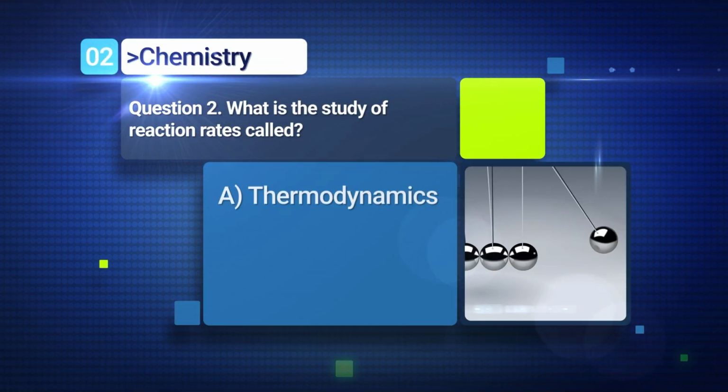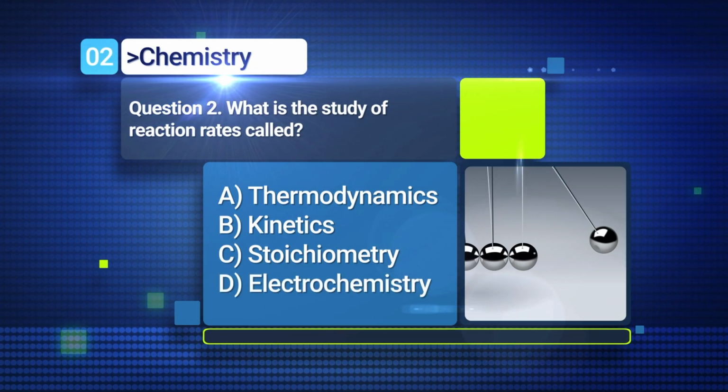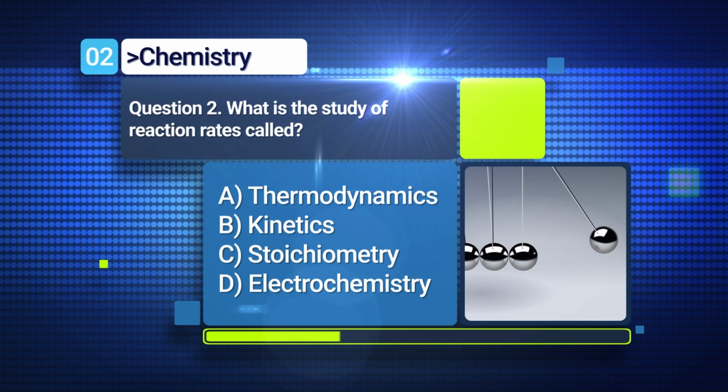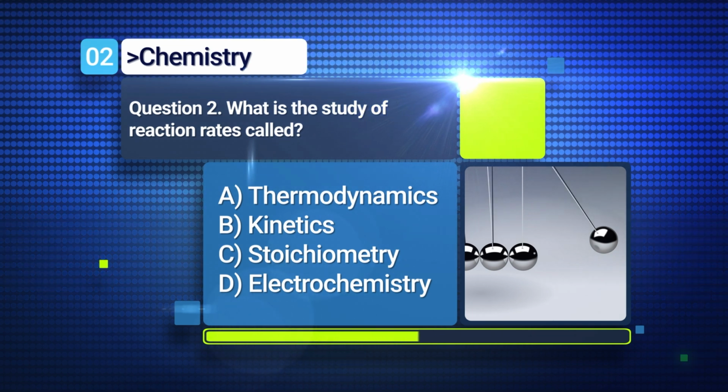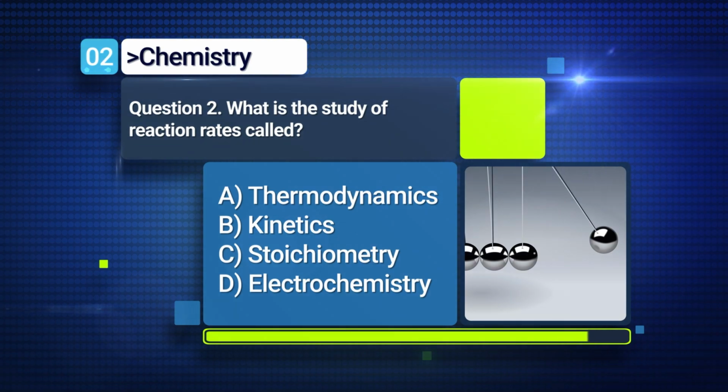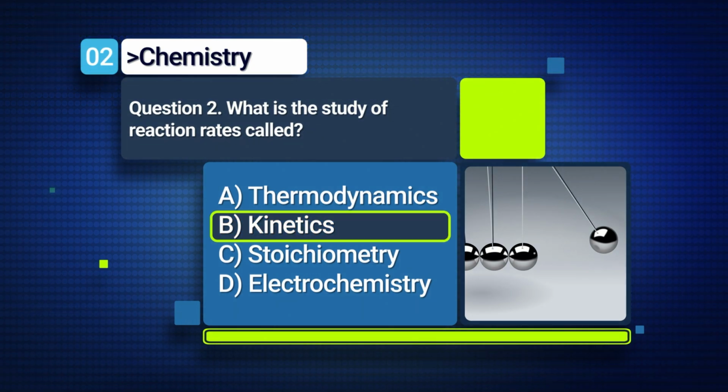Hydrogen. Question 2. What is the study of reaction rates called? A. Thermodynamics. B. Kinetics. C. Stoichiometry. D. Electrochemistry. Answer: B.